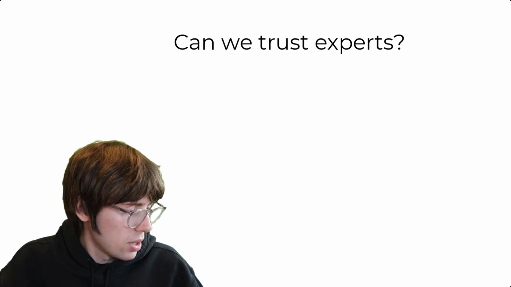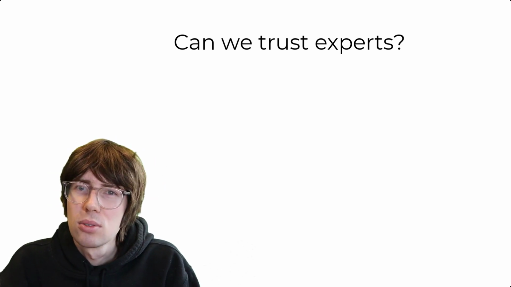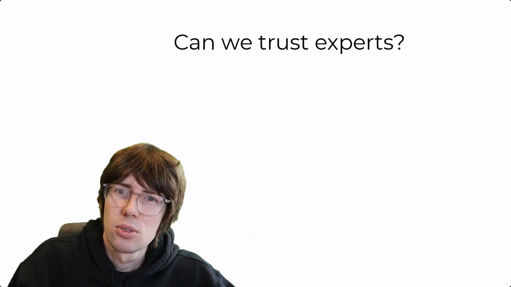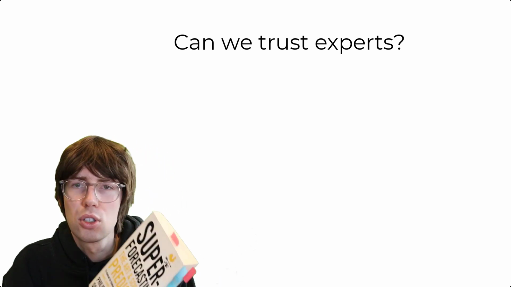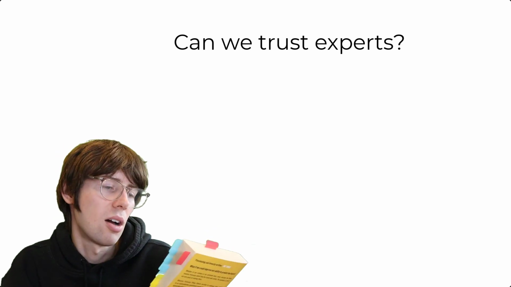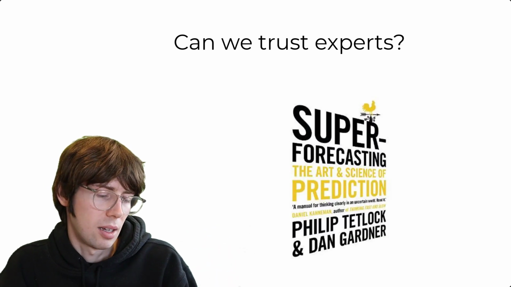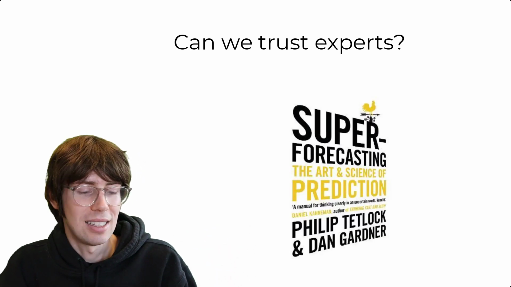The book, though, is perhaps a little bit difficult to read. So Tetlock wrote a second book called Superforecasting: The Art and Science of Prediction, a manual for thinking clearly in an uncertain world.